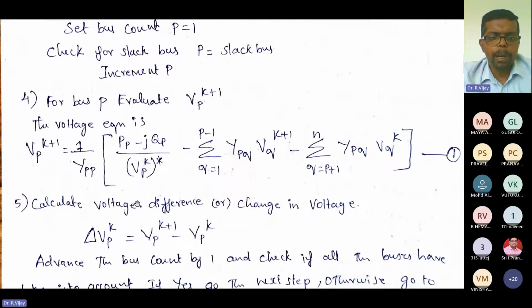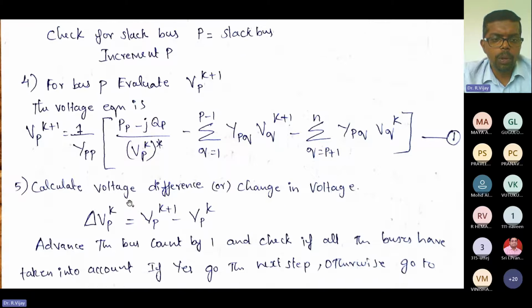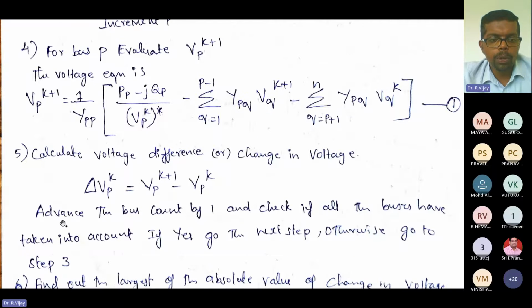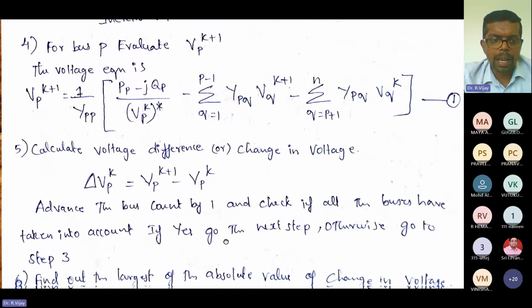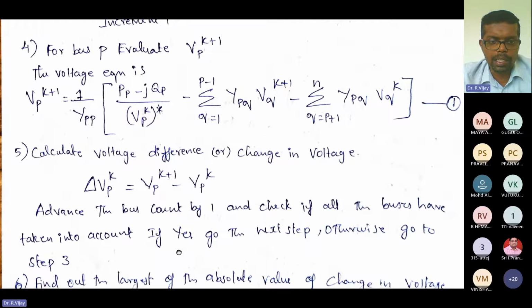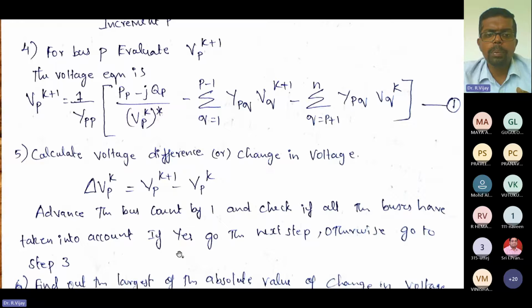Next, step number 5, we need to calculate the change in the voltage, the voltage difference. The change in the voltage, delta Vp K, is equal to Vp K plus 1 minus Vp K. Now we need to advance the bus count by 1 and check whether all the buses have been taken into account. If yes, go to the next step. Otherwise, go to step 3 and continue the same. Up to this step, you need to calculate the voltage and the change in the voltage.